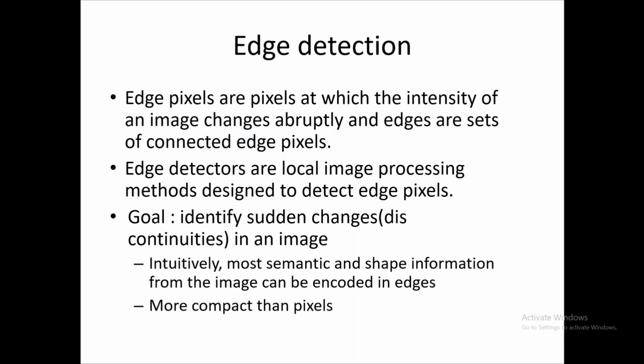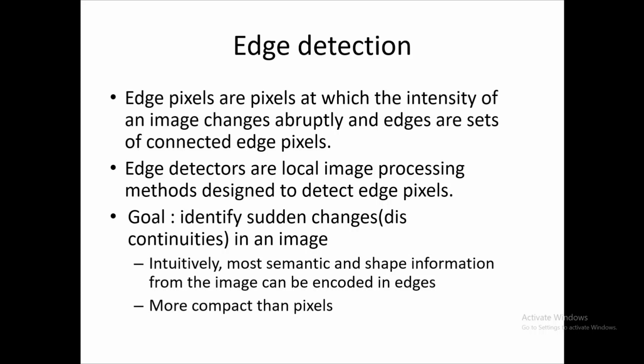Edge pixels are the pixels at which the intensity of an image changes abruptly, and edges are the set of these connected edge pixels. Edge detectors are the local image processing methods which are designed to detect the edge pixels. And the basic goal of edge detection is to identify the sudden changes or the discontinuities in an image.